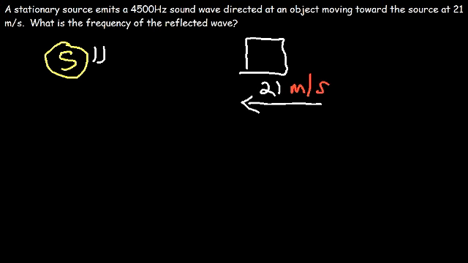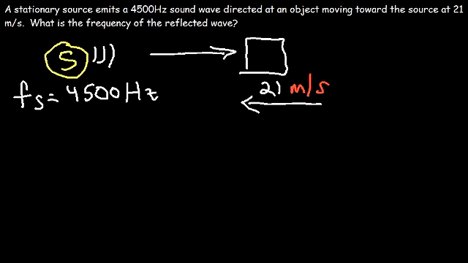So the source emits a sound wave. That sound wave will travel and be detected by the observer or the object, and is going to reflect back to the source. So let's focus on the sound wave traveling to the observer or to the object. Fs, the frequency emitted by the source, is 4500 Hertz. We need to find the frequency detected by the object, Fo. Now, because the object is moving towards the source, we know the frequency should go up.